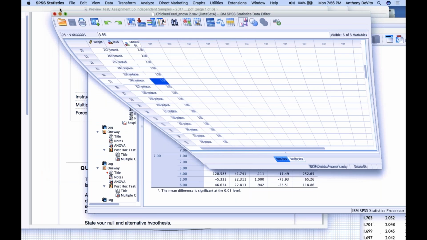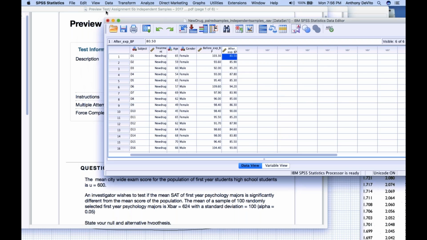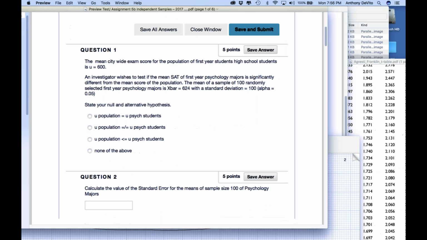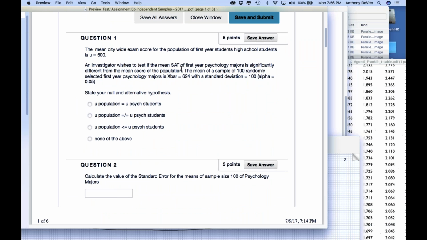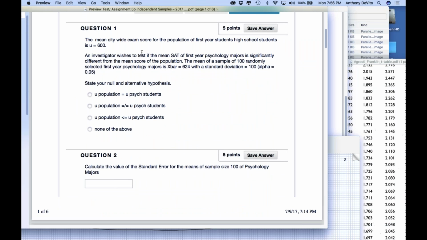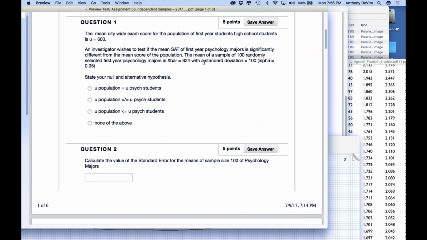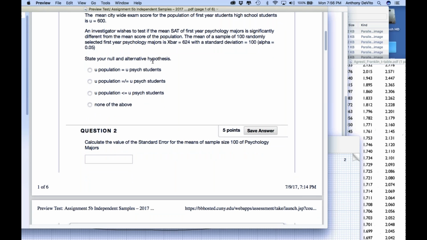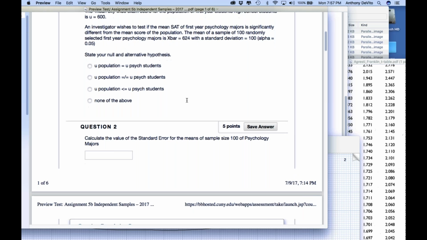Okay, I want to move on to homework 5 because we had some issues with that last night. I want to go through that as quickly as possible. Okay, so citywide, the population, the investigator wishes to test if the SATs of the first year psychology majors are different than the population. So state your null and alternative hypothesis. I meant this not to be radio buttons, but boxes. So you would choose this one and this one for your null and your alternative hypothesis.